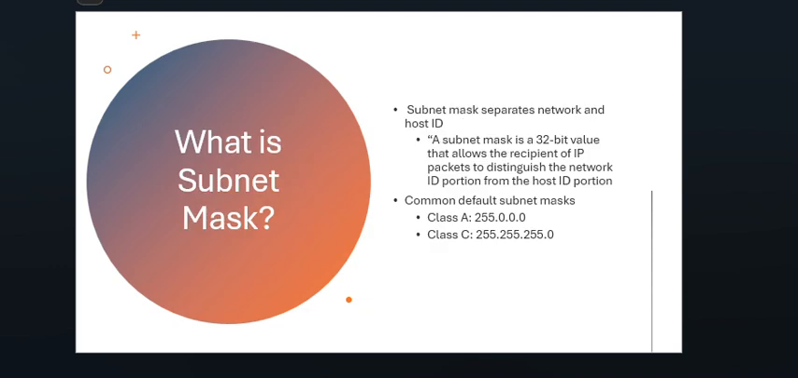What is a subnet mask? A subnet mask separates the network and host ID. A subnet mask is a 32-bit value that allows the recipient of an IP packet to distinguish the network ID portion from the host ID portion. Common default subnet masks: Class A could be 255.0.0.0. Class C could be 255.255.255.0.